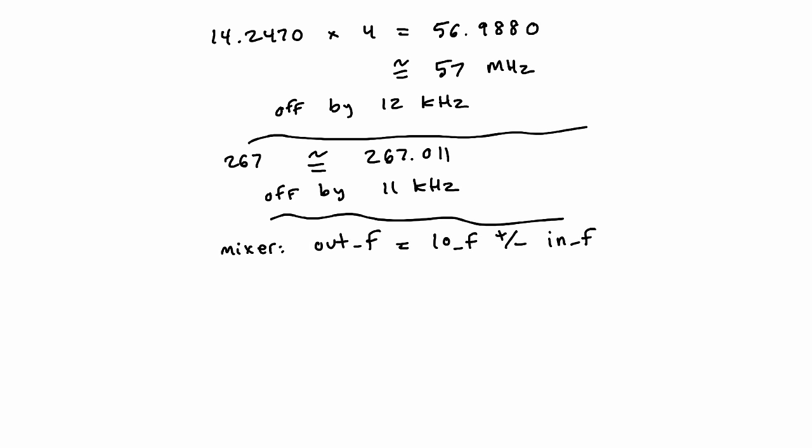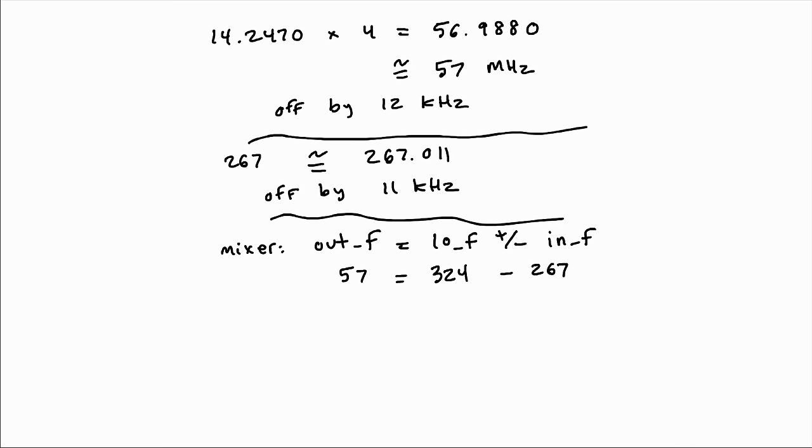Remember the equations for calculating the output frequencies of a mixer? The mixer output frequencies are the local oscillator frequency plus and minus the input frequency. We know the local oscillator is 324 MHz, and we had assumed that the input center frequency is 267 MHz, so the math told us 57 MHz would be one of the mixer output frequencies. But because of the frequency of the crystal in this compartment, maybe the mixer output frequency needs to be 56.9880, not 57 MHz exactly.